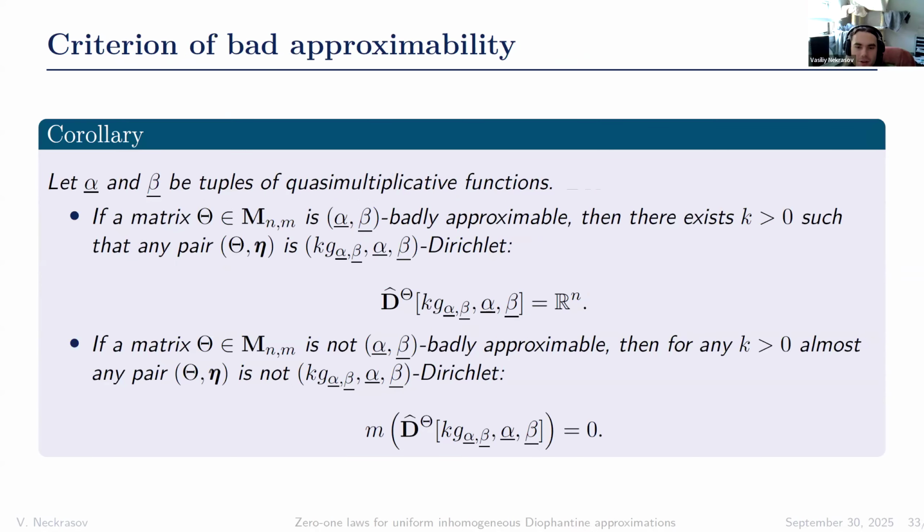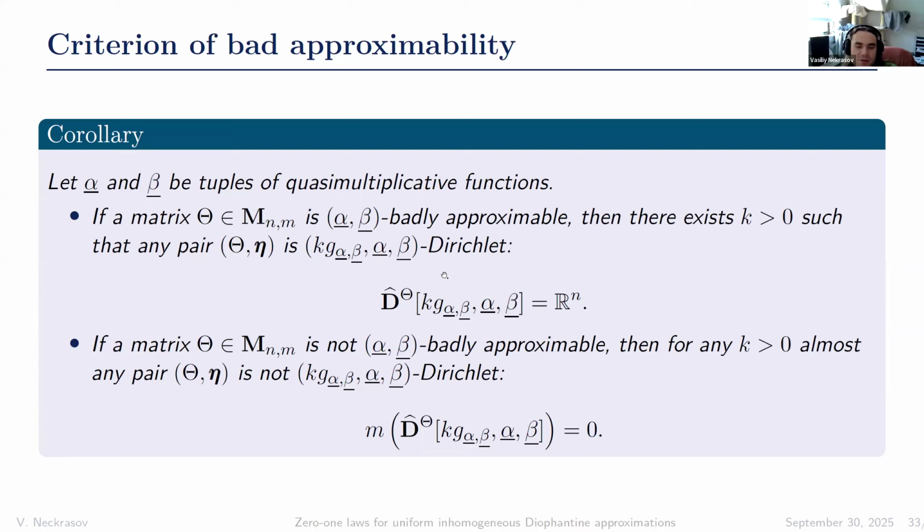Now we want to present one criterion of bad approximability in terms of these generalized badly approximable numbers. And this criterion is actually stronger than just a criterion. It says something about the measures. So this is a criterion in terms of uniform and homogeneous approximation. If our matrix is badly approximable, then up to some constant, every pair is Dirichlet with the correct function. The correct function is the same function as holds for the Dirichlet theorem for the arbitrary weight set.